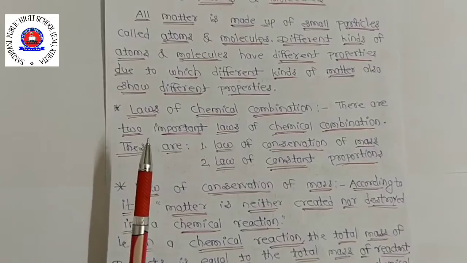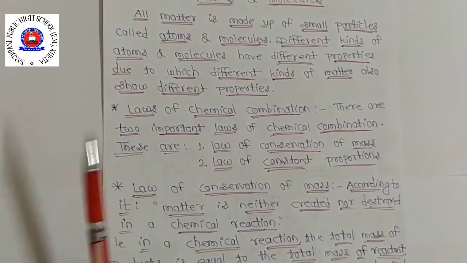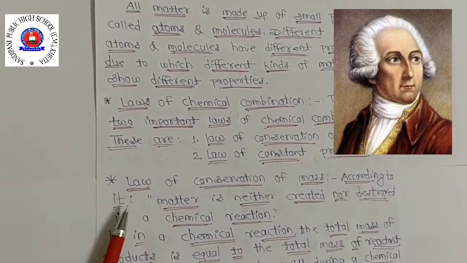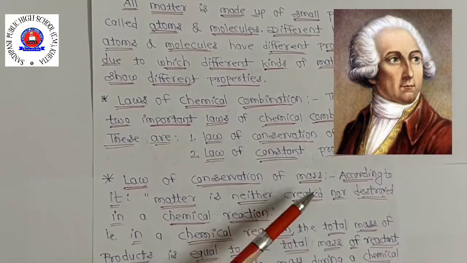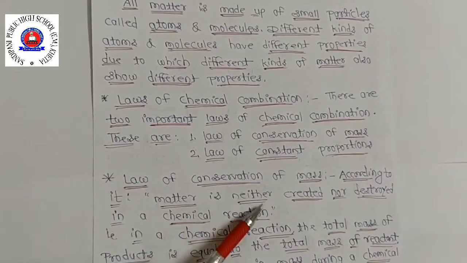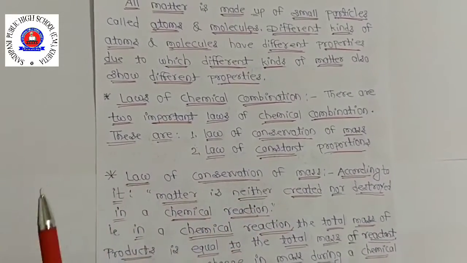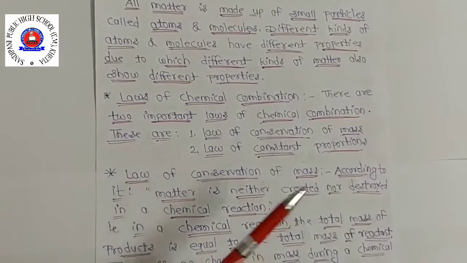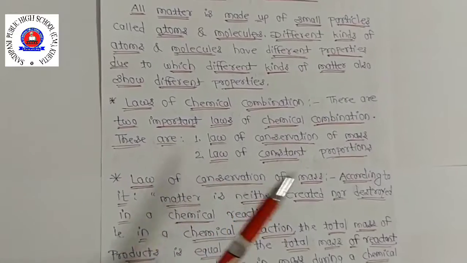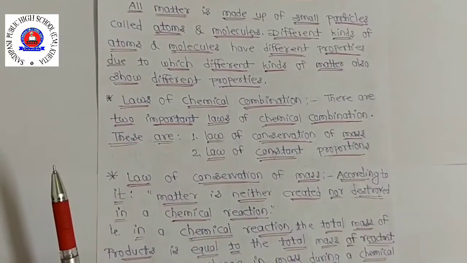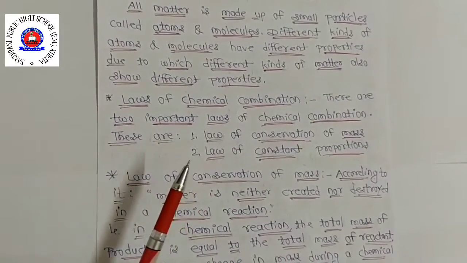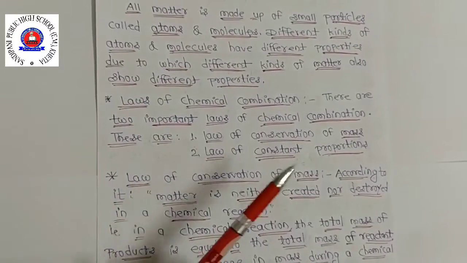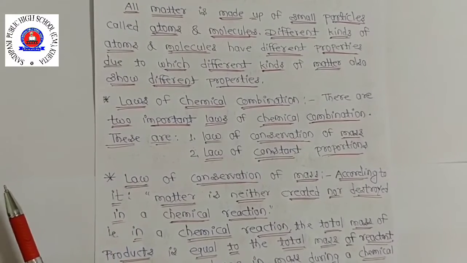So the law of conservation of mass was given by Antoine Lavoisier in 1774. According to the law of conservation, matter is neither created nor destroyed in a chemical reaction. Means when a chemical reaction takes place, you can neither create matter nor destroy it. Clear this one? So the substances which combine together or react in a chemical reaction are known as reactants, whereas the new substances formed or produced as a result of a chemical reaction are called the products.